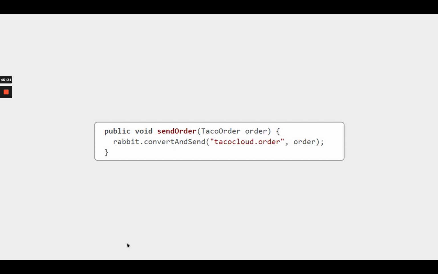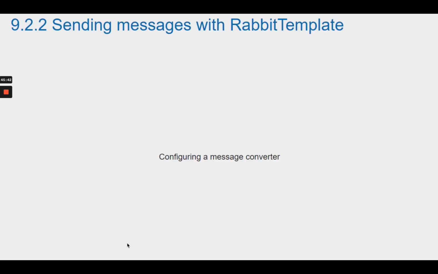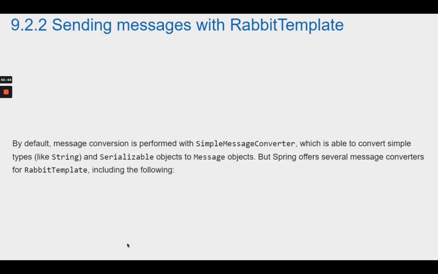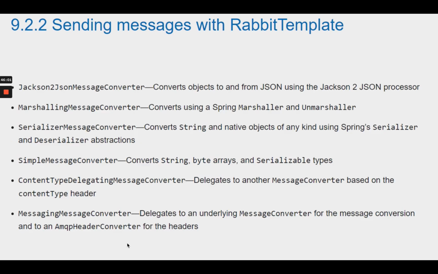Creating a message object from the message converter is easy enough, but it's even easier to use convertAndSend to let RabbitTemplate handle all of the conversion work for you, as shown next. Configuring a message converter. By default, message conversion is performed with SimpleMessageConverter, which is able to convert simple types, like String, and serializable objects to Message objects. But Spring offers several message converters for RabbitTemplate, including the following.